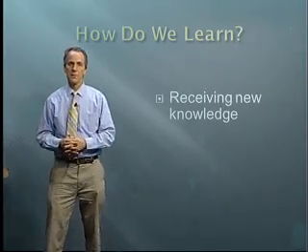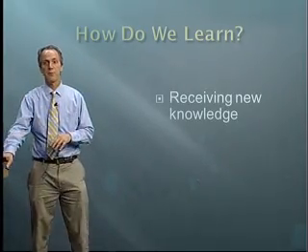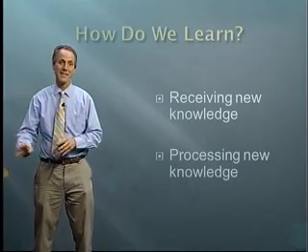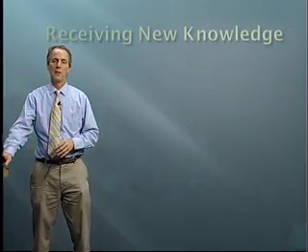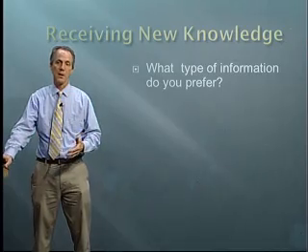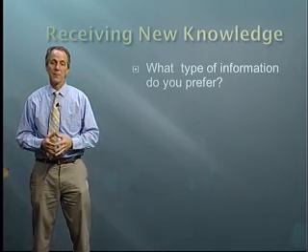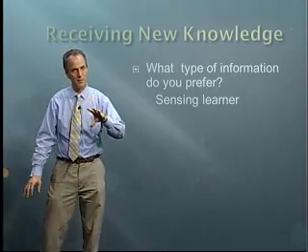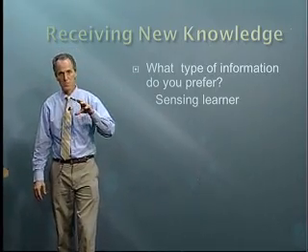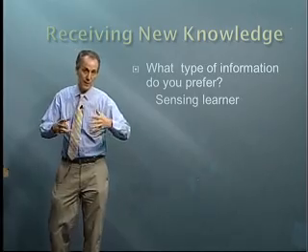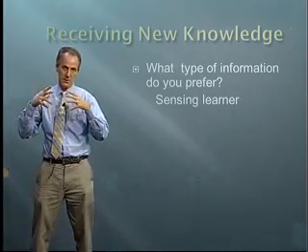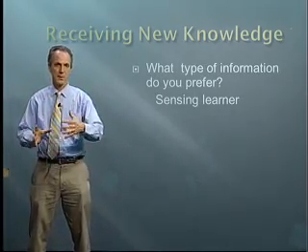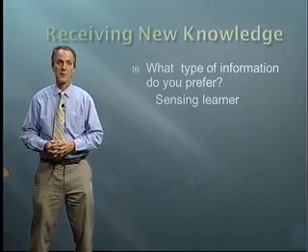How do we learn? There's two categories, two subjects here. Receiving new knowledge is the first step, and processing that knowledge is the second step. A little more detail on that. Receiving new knowledge, what type of information do you prefer? So we're going to classify the type of learner that you are. This is somewhat helpful to you. Should help you to self-evaluate a little bit in the process of learning and affect that learning process a little bit.